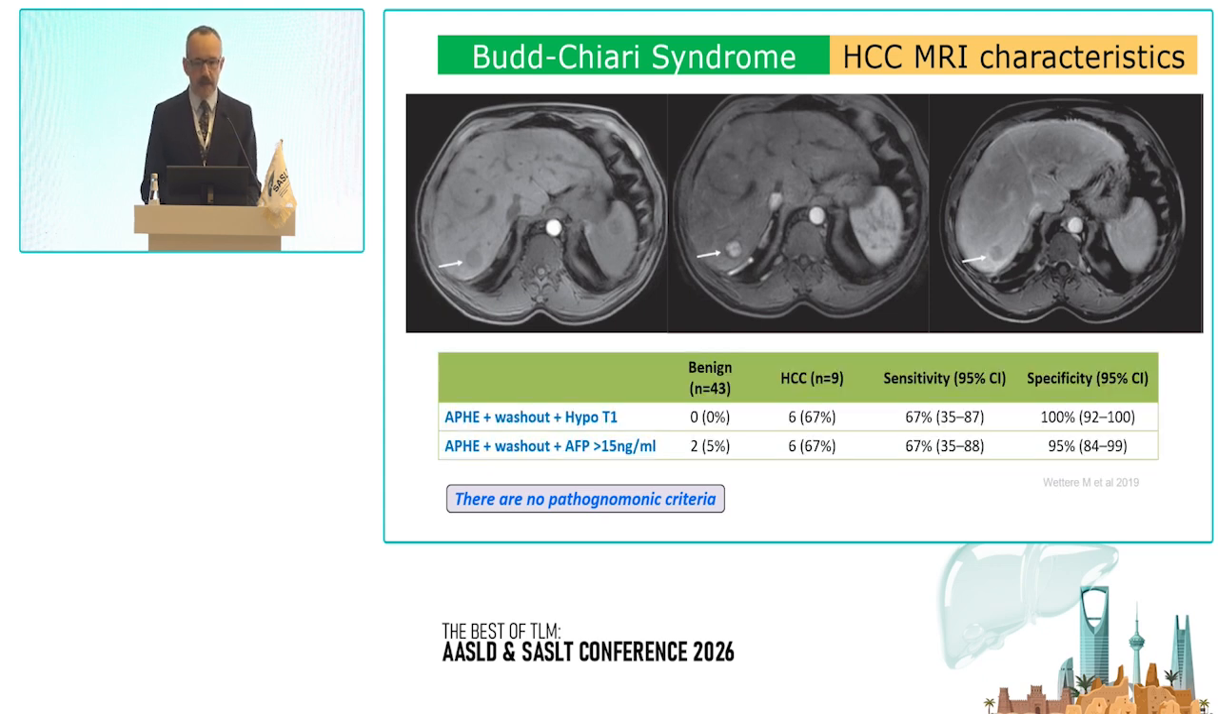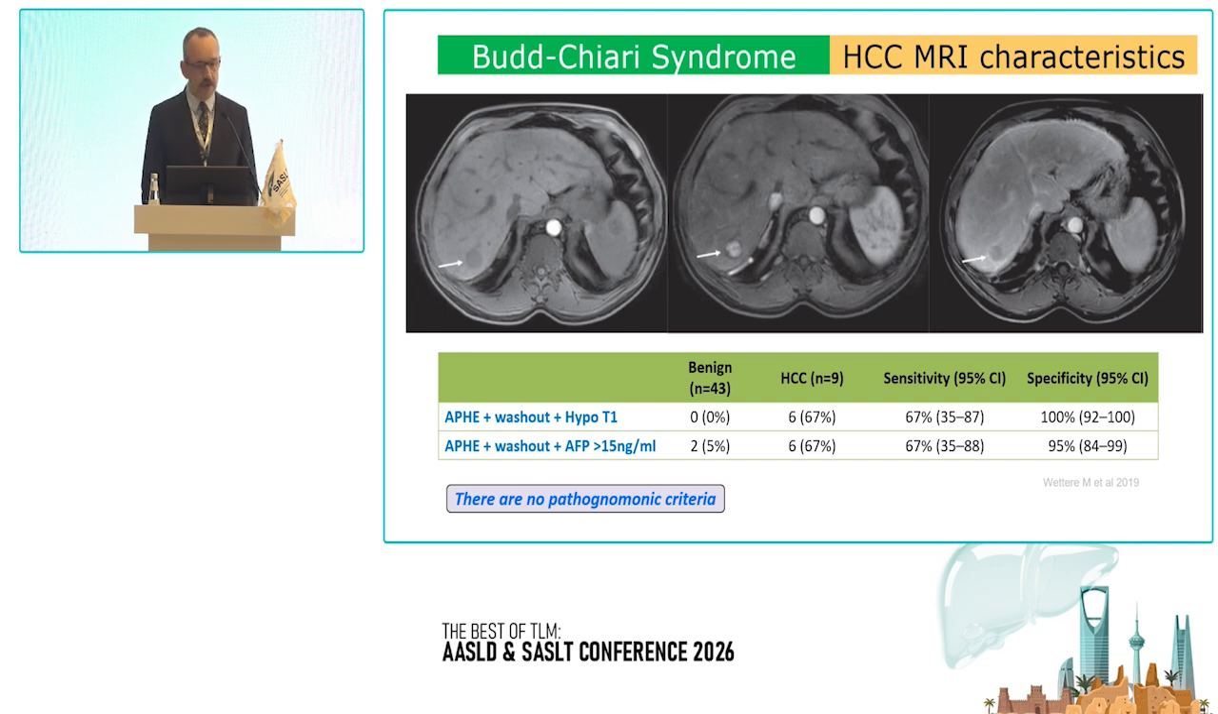See, for example, this patient, Budd-Chiari. We see that there is a hyperenhancing nodule in the arterial phase that is washing out. But we have some other feature, which is hypointensity, in this case in the pre-contrast T1. And it doesn't matter if it's in CT; in CT it would be hypodense. We know that in these cases, so hyperenhancing in the arterial phase, washing out, and hypointense or hypodense in T1, the specificity for HCC is 100% in this paper.